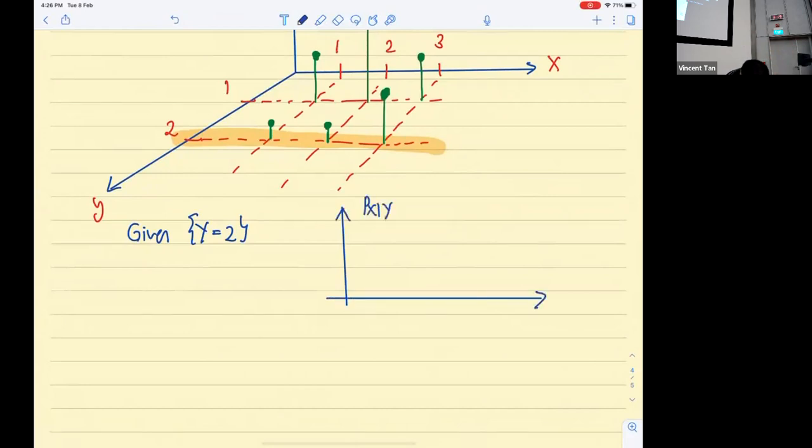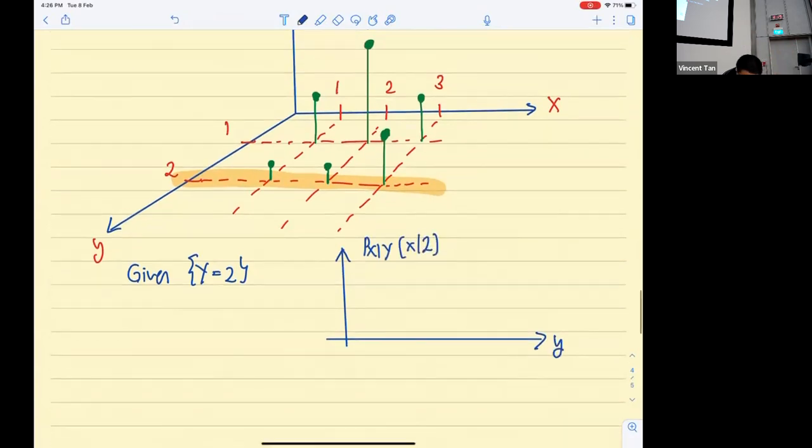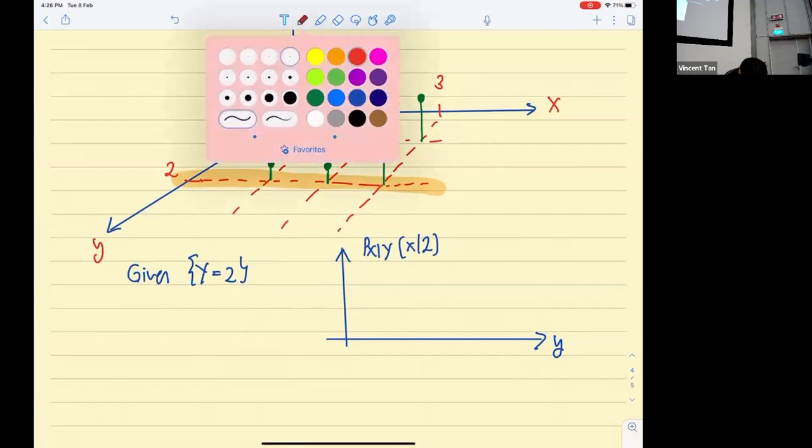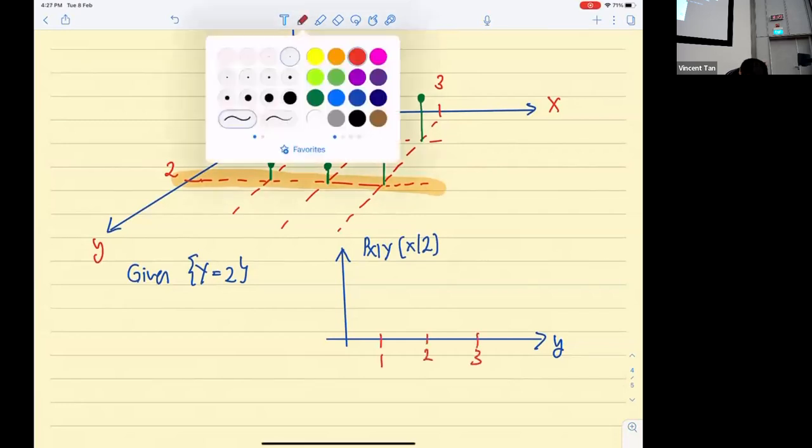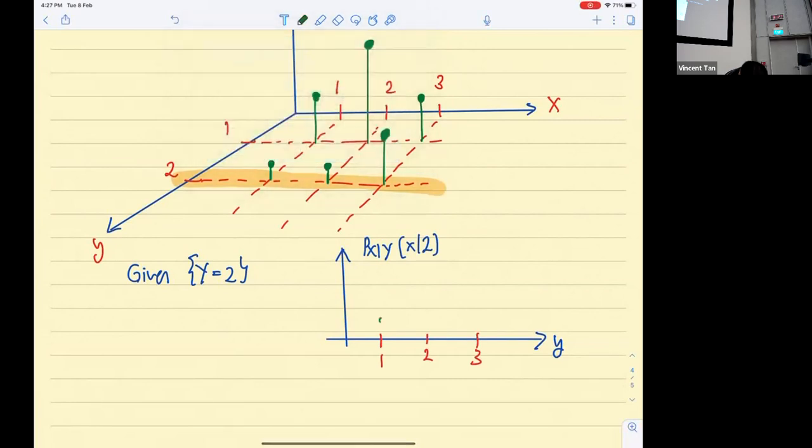So given Y equals to 2, now our PMF of X is the following: PMF of X given Y equals 2. How many values of X are there? There are 3 values as usual, 1, 2, and 3. And the stumps are short, short, tall, because I'm only looking at this slice here. Can you see? I'm only looking at this slice. I'm not looking at the slice Y equals to 1.